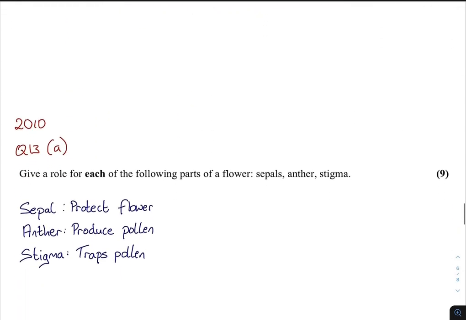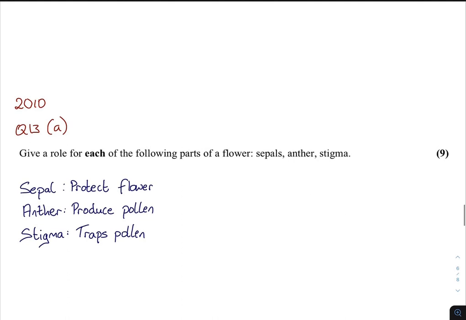Okay, we're nearly done. 2010, this kind of comes up in a different chapter, but it's also related to plant structure. So we're actually going to see this question again. Give a role for each of the following parts of flowers: the sepals, the anther, the stigma. Okay, so you'll see this in plant reproduction. The sepal protects the flower, the anther produces pollen, and the stigma will trap that pollen. If you haven't done sexual reproduction in plants yet, don't worry about this section here because it'll come up there too.